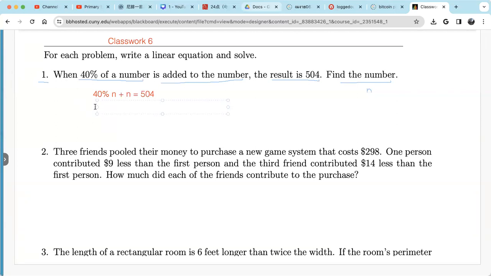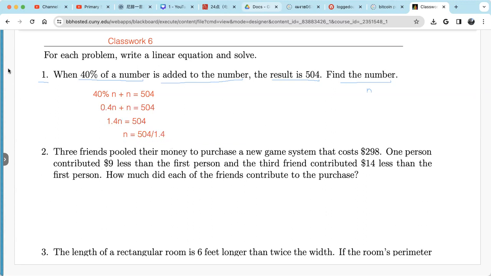So 40% is 0.4. Right, so 0.4n plus 1n equals 504. Well, 0.4n plus n, n is 1n, so we get 1.4n equals 504. We divide by 1.4 on both sides, so n equals 504 divided by 1.4.